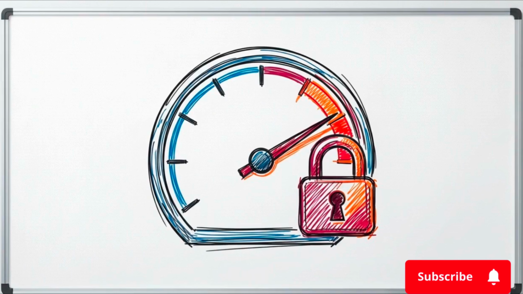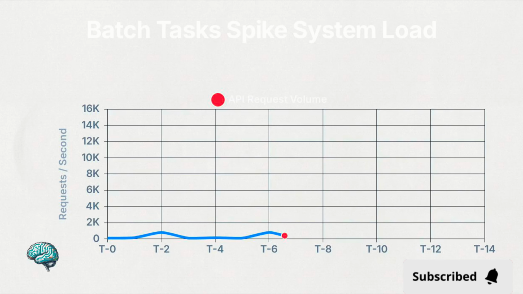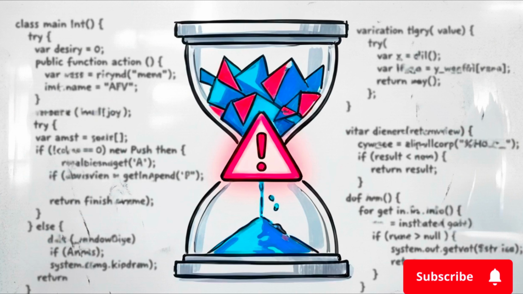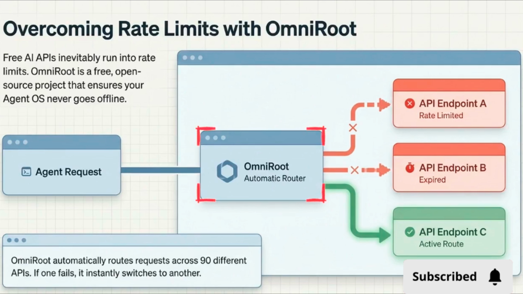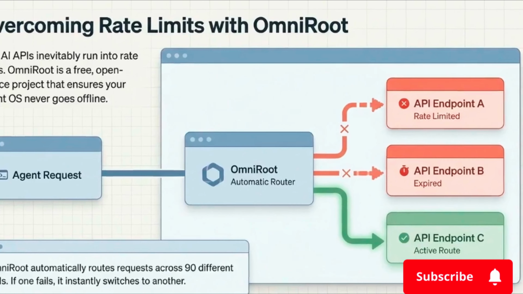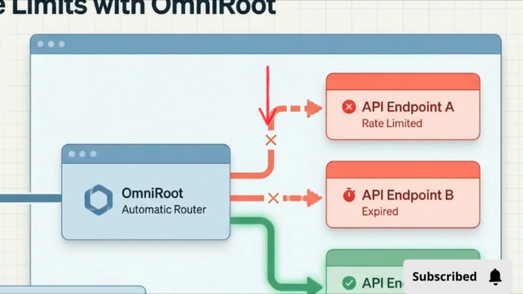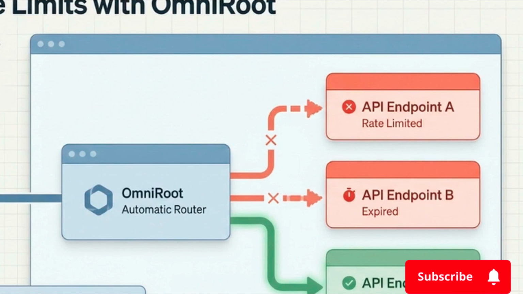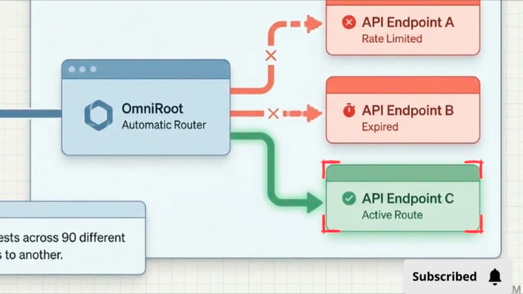Free AI models come with strict rate limits. If your agent is running a batch of heavy tasks, hitting one of these API limits will instantly shut down your workflow with a 429 error. You prevent this by running Omniroot, an automatic router between your agent and the APIs. When a request hits a rate limit, Omniroot detects the failure and seamlessly diverts it to an active green endpoint, keeping your OS online indefinitely.